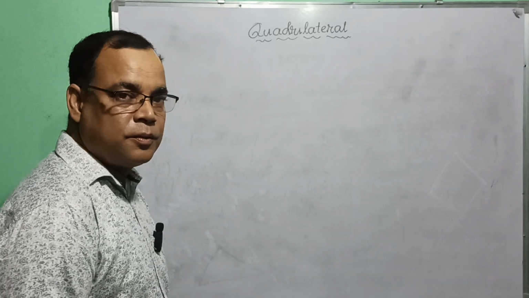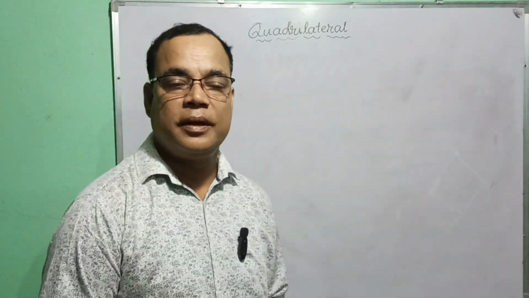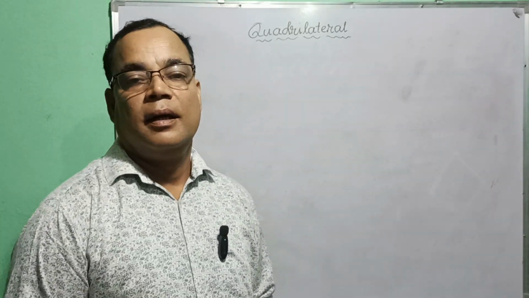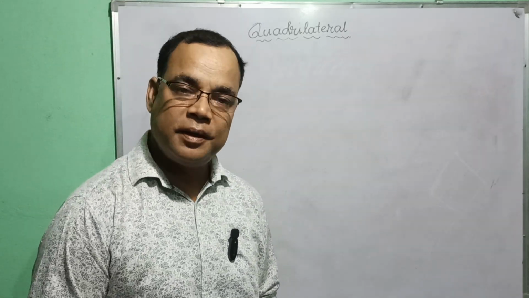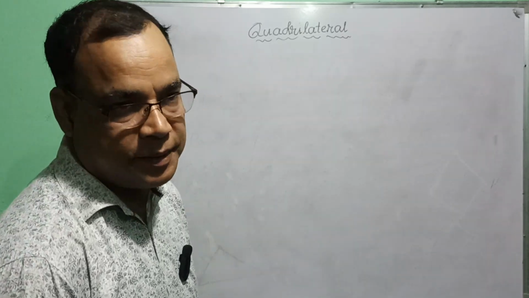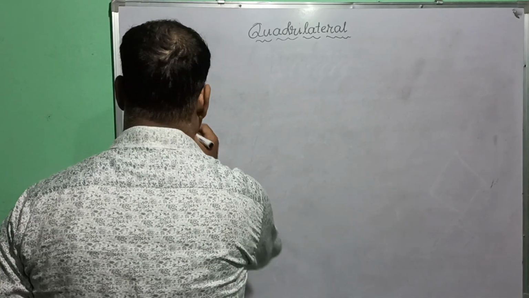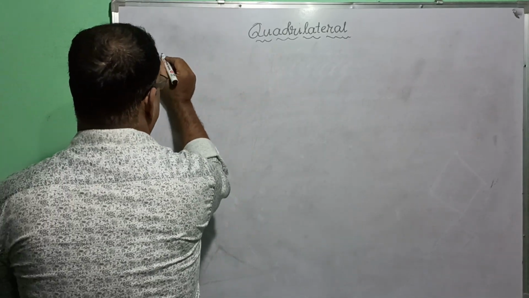So how can we define a quadrilateral? Like triangle, we can define a quadrilateral in this way. A quadrilateral is a geometrical plane figure bounded by four sides. So we can write it, the definition of quadrilateral first.